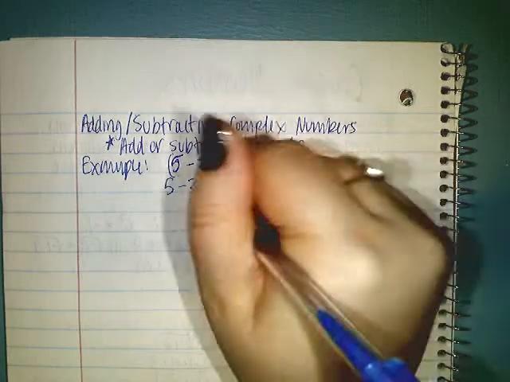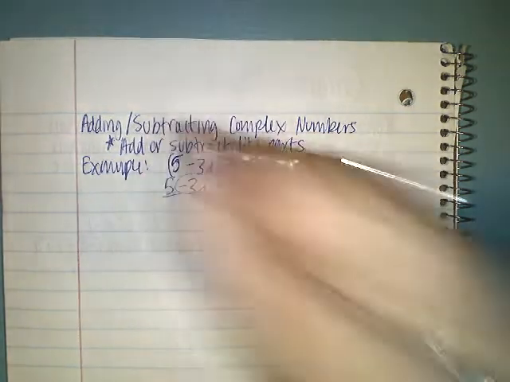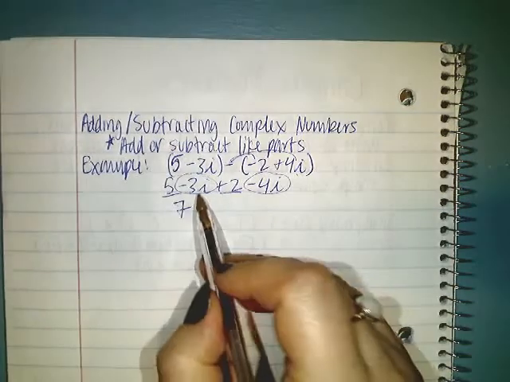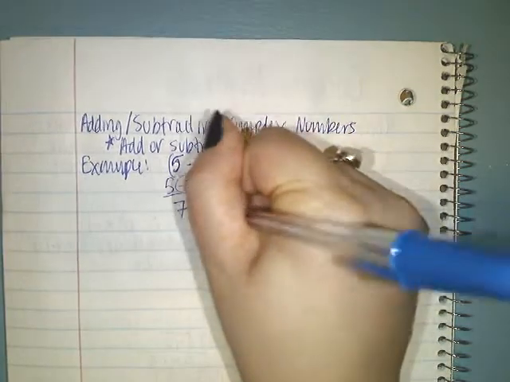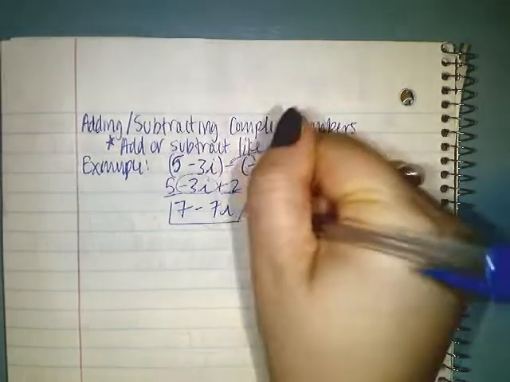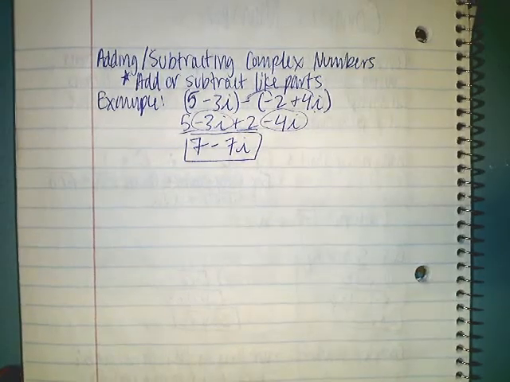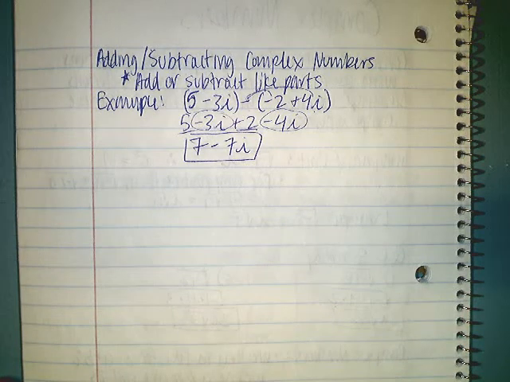I'm going to combine imaginary with imaginary, real with real. 5 and 2 becomes 7. Negative 3 and negative 4 becomes negative 7i. And that would be my answer. I never combine real with imaginary or vice versa. So then that just stays as it is.